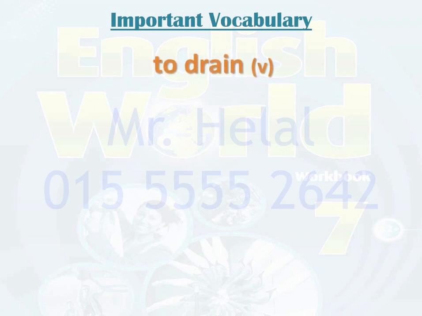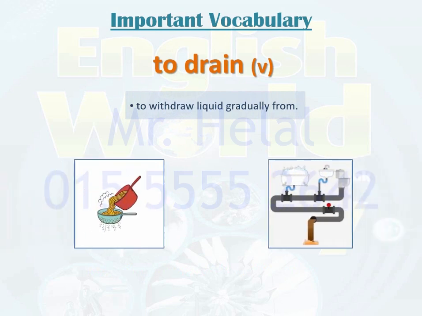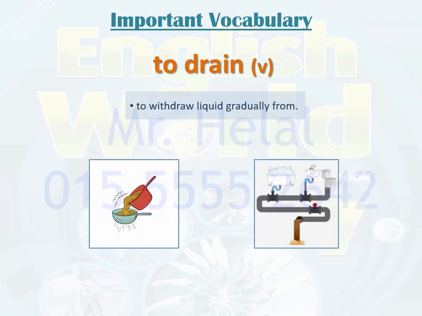To drain. To drain is a verb which means to withdraw liquid gradually from. drain معناها يسحب كمية السائل الموجودة في الشيء ولكن بشكل تدريجي. ونخلي بالنا ان drain ليها استخدامين. ممكن استخدمها في الأكل زي ما احنا شايفين في الصورة كده، احنا بنصفي المية من المكرونة، يبقى to drain water from the spaghetti, to drain water from the pasta.